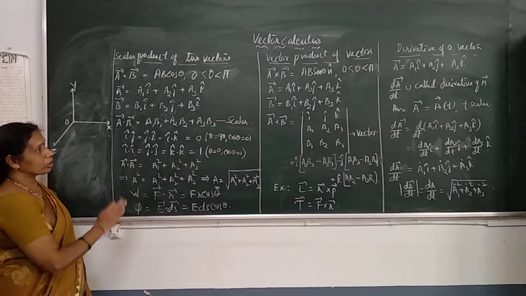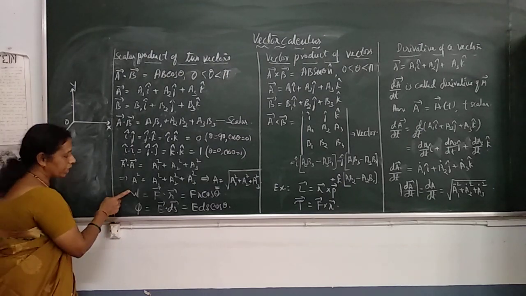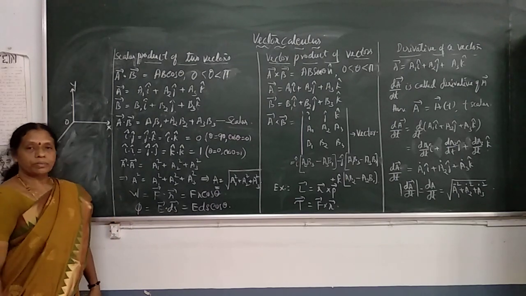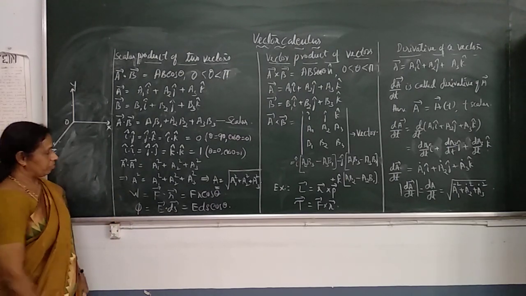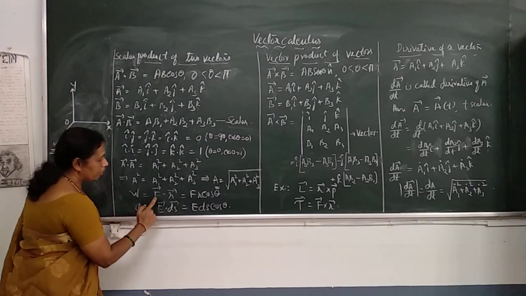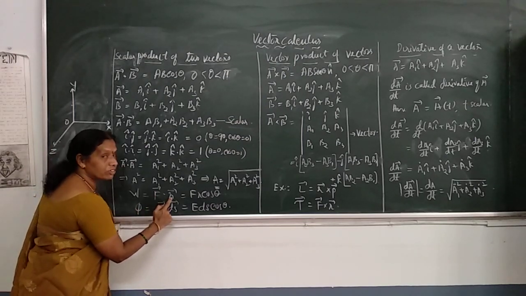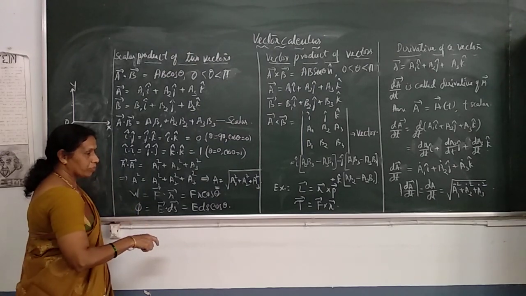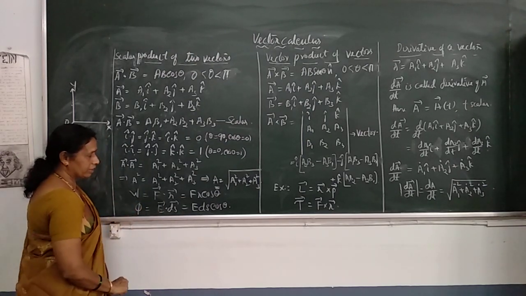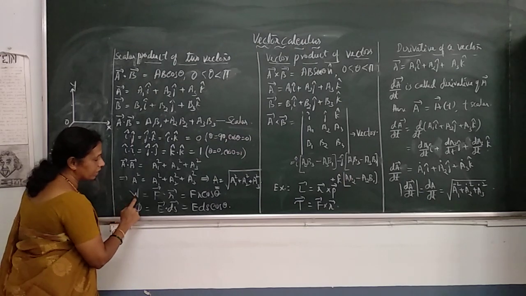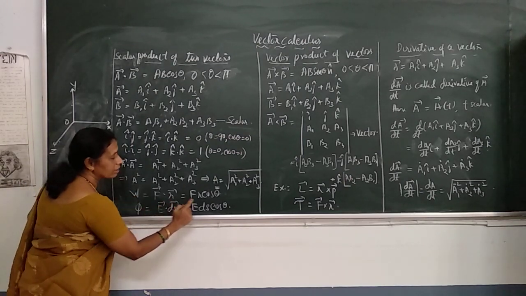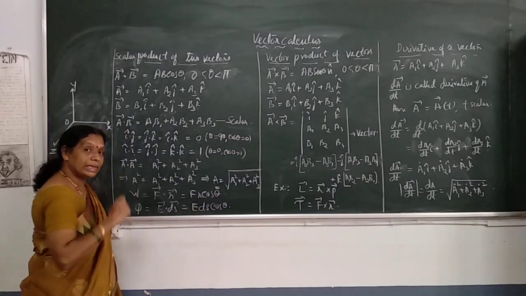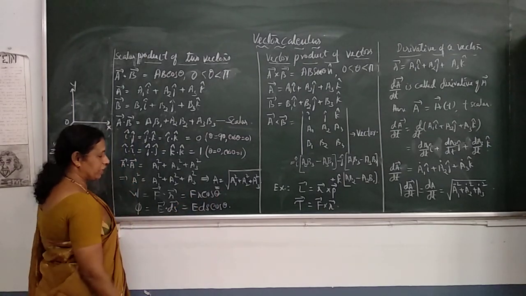Examples of scalar product of two vectors are work done and electric flux. These are the examples for the scalar product. See, work done we defined as the product of the force and displacement. F is the force, R is the displacement of the particle, and when the force F is applied on it, work done is given by F vector dot R vector, nothing but F R cos theta, where this F cos theta is the component of the force in the direction of displacement.